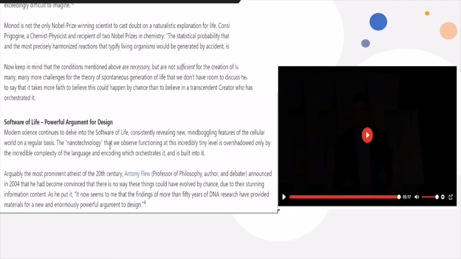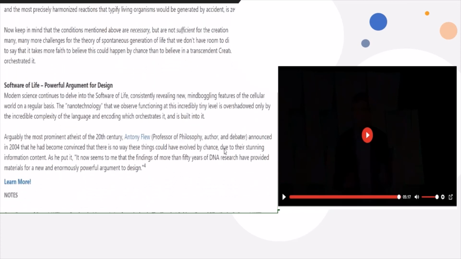The nanotechnology that we observe functioning at this incredibly tiny level is overshadowed only by the incredible complexity of the language and encoding which is built into it. Man, I done went back on some. Peep the slang, let me finish.